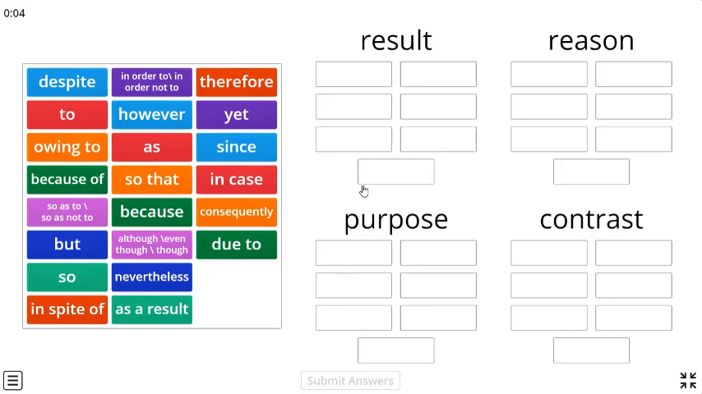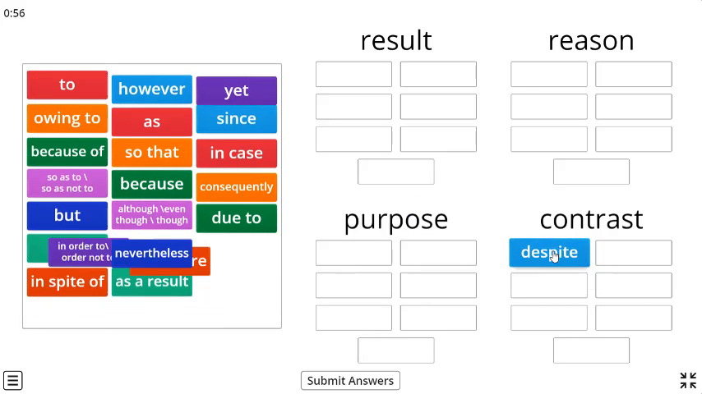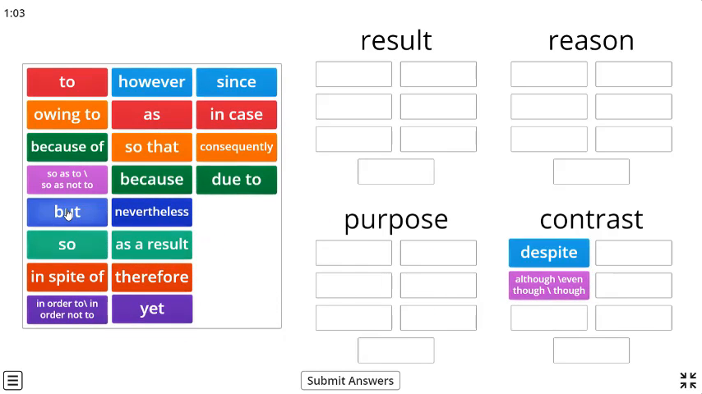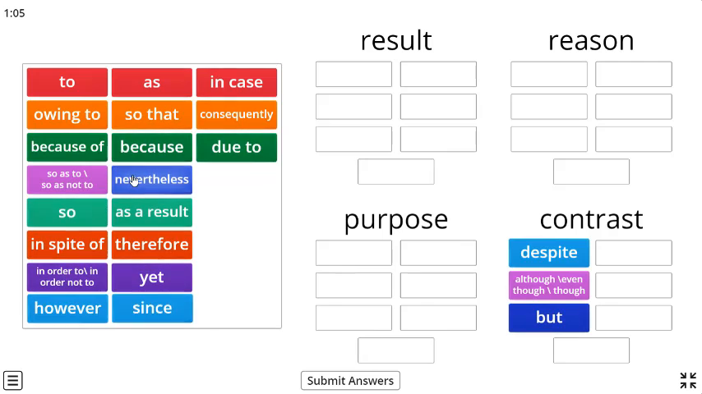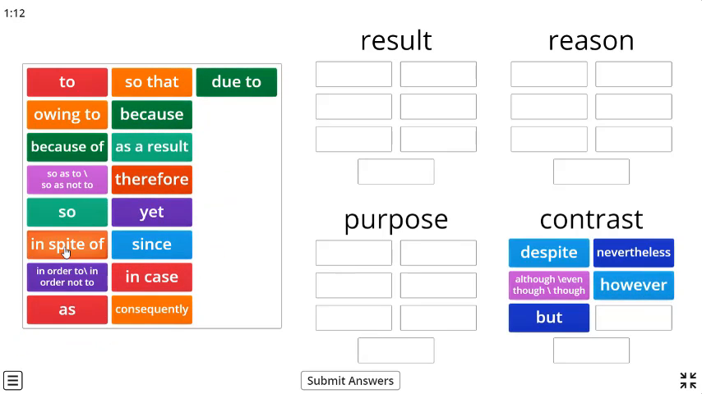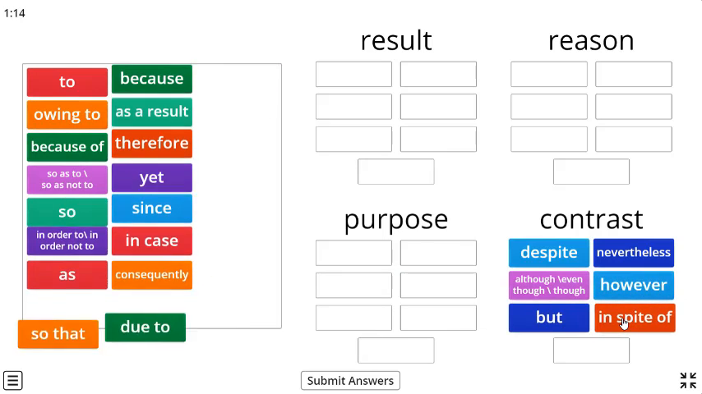As a piece of advice, when you find the task a little bit difficult, begin with what you know, with what you are certain about. So, despite is used for contrast, although, even though, and though also for contrast. The same with but, the same with nevertheless, the same with however, the same with in spite of.